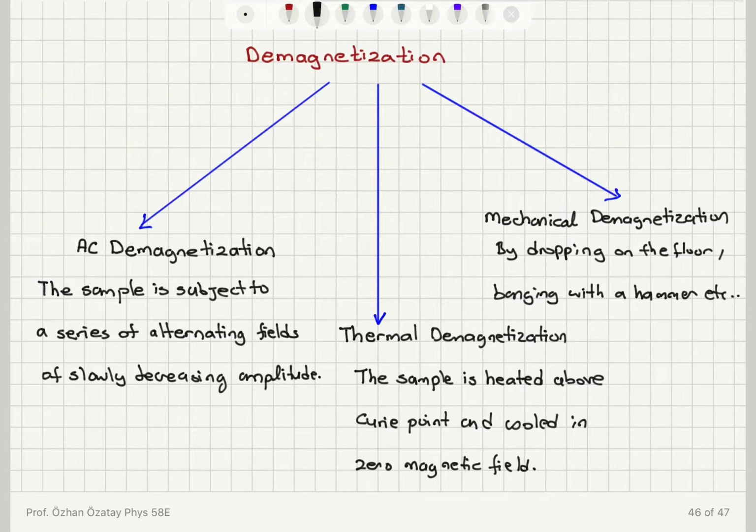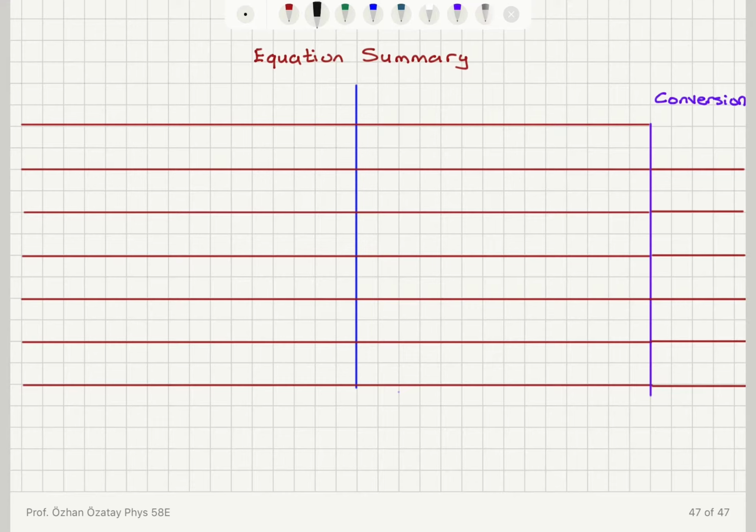Okay, so you will also see another demonstration of thermal demagnetization in the videos that I have linked to this one, so I strongly recommend that you watch another demonstration by Walter Levin for thermal demagnetization. And what I would like to do next, before completing this discussion on basic concepts, is to summarize what we have learned and how to express them in CGS units and SI units.